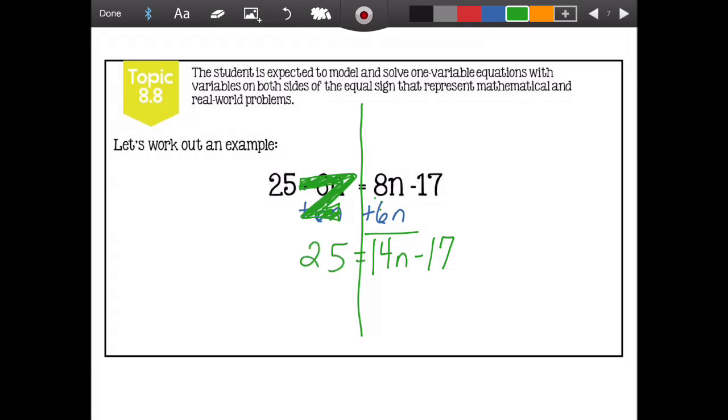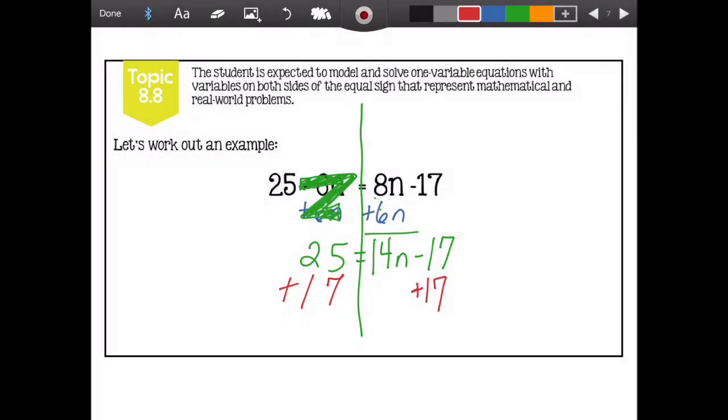All right, but again, I still don't have n by itself. So now I want to collect all my constants to one side. So now I need to get rid of this minus 17 by doing the inverse operation of subtraction, which is addition. So now I'm going to add 17 to both sides.